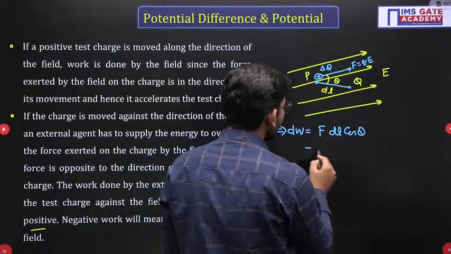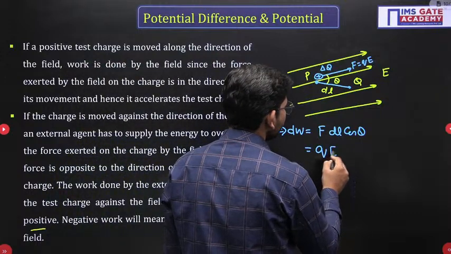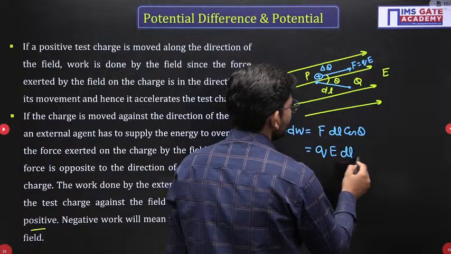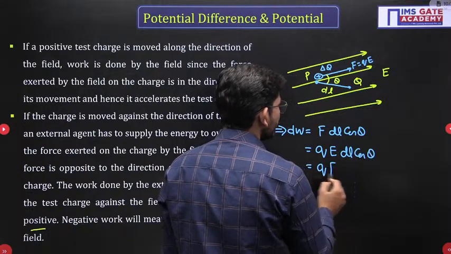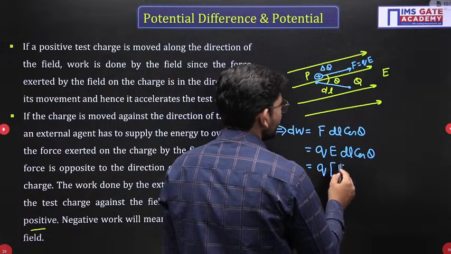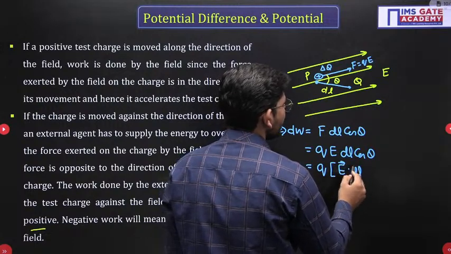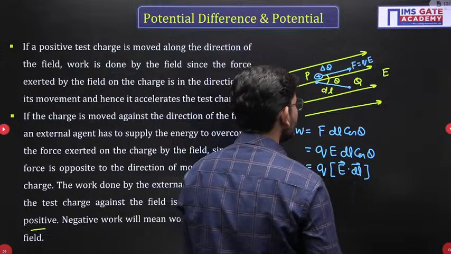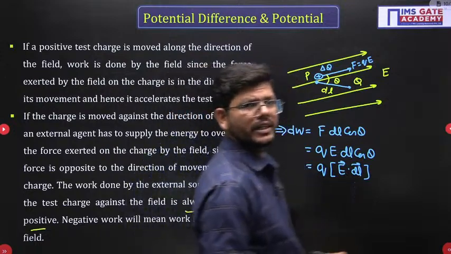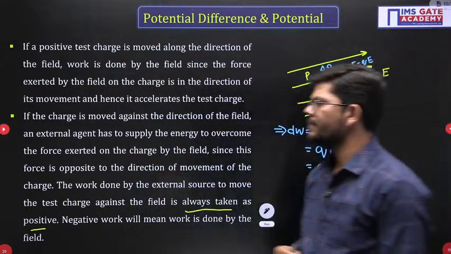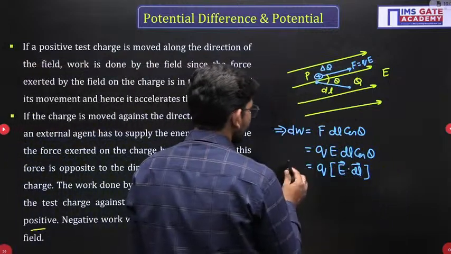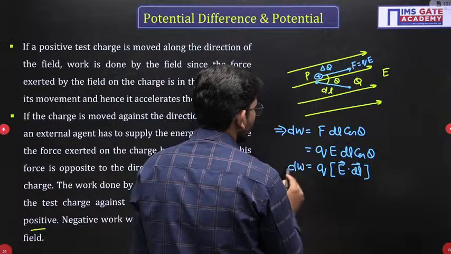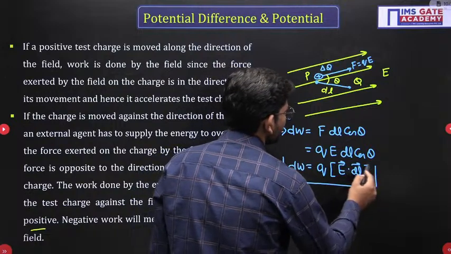Now what can we write for F? F can be written as qE, so qE dl cos theta. And q is a scalar quantity, so we can write it as E dot dl, the dot product of E and dl, which is E dl cos theta. We can write it in this way. So this is the work done while moving the charge from P to Q.